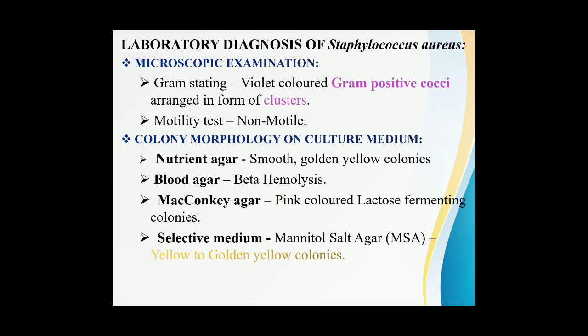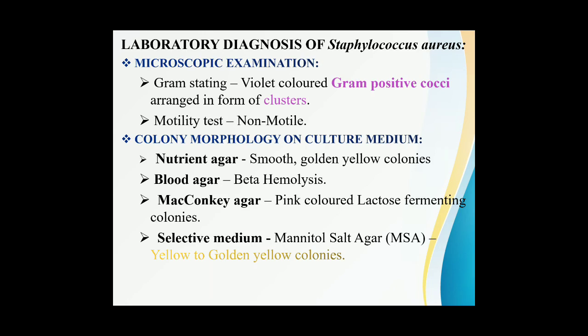Finally, we will see the laboratory diagnosis of Staphylococcus aureus. First one, microscopic examination. Gram staining: it shows violet color gram-positive cocci arranged in the form of clusters. Motility test: it will be non-motile. Colony morphology on culture medium. Nutrient agar: it will show smooth golden yellow colonies.